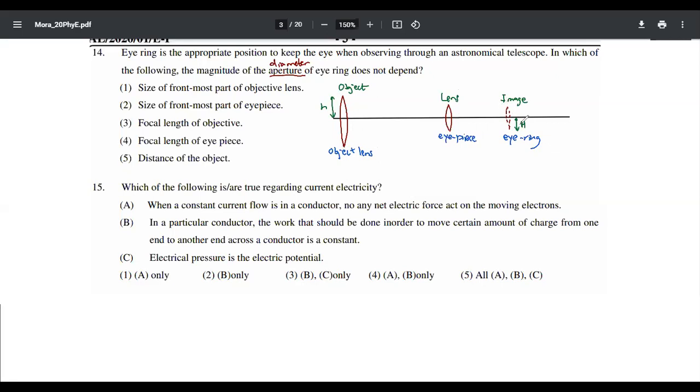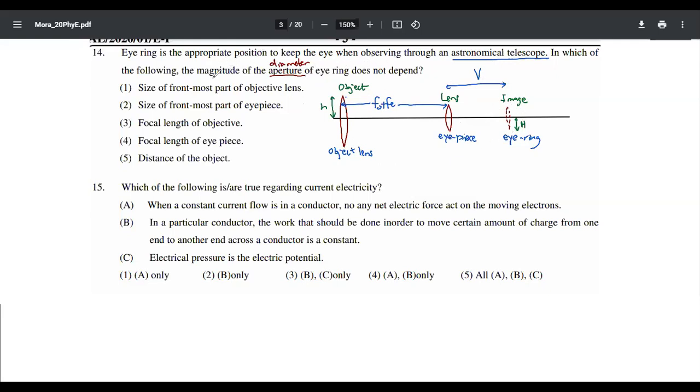So the size of the eye ring means we are talking about capital H and small h and all those things, right? Normally under normal adjustment, we are talking about an astronomical telescope. What is the distance between these two? It is a fixed value. It will be FO plus FE, correct? And there will be an image distance. We don't know that. We'll take it as V, and we can prove that actually. Now, the magnitude of the aperture means we are talking about capital H.